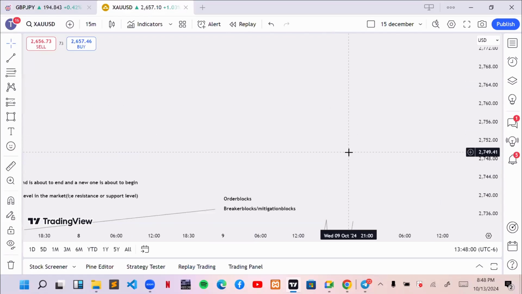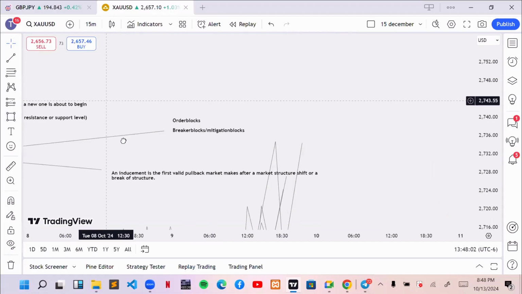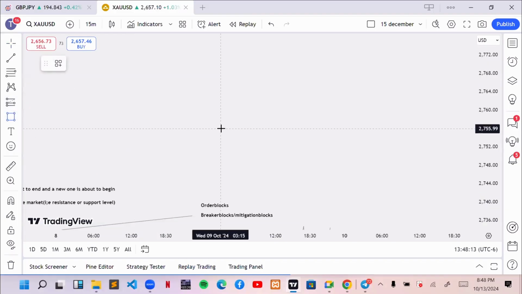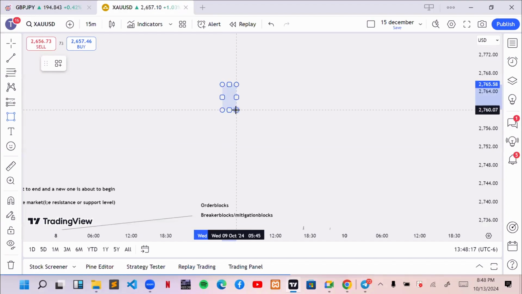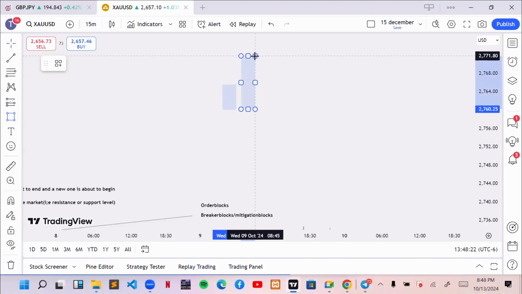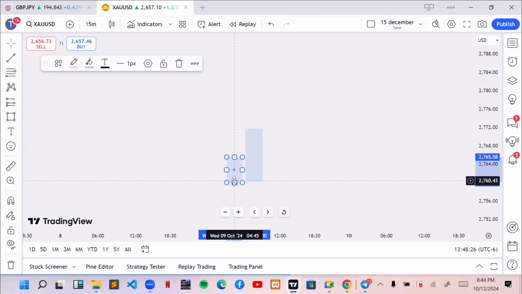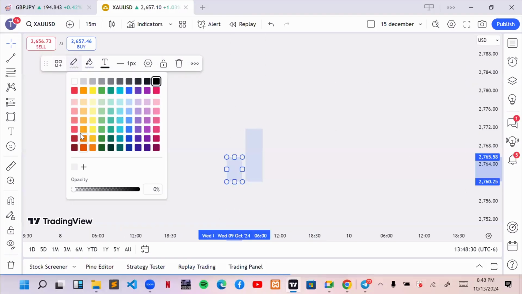So we have two types of order blocks. We have the bullish order block and we have the bearish order block. The bullish order block is for when you're looking for buys in the market, and the bearish order block is for when you're looking for sells in the market. So for the bullish order block, this is how it looks. You see a bearish candle, and then you see a bullish candle kind of engulf it like this. So this is what a bullish order block looks like. You see a bearish candle like this.